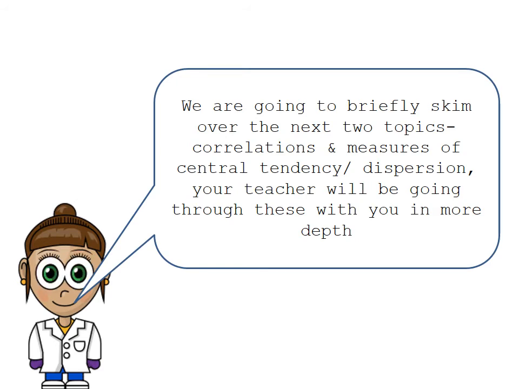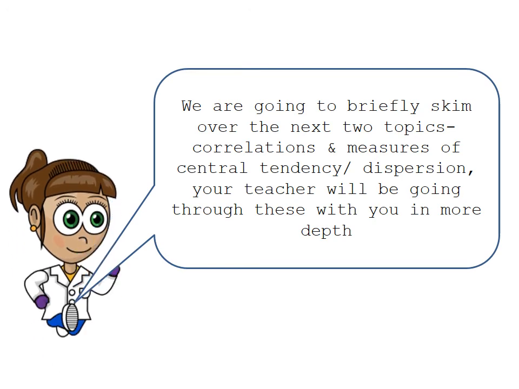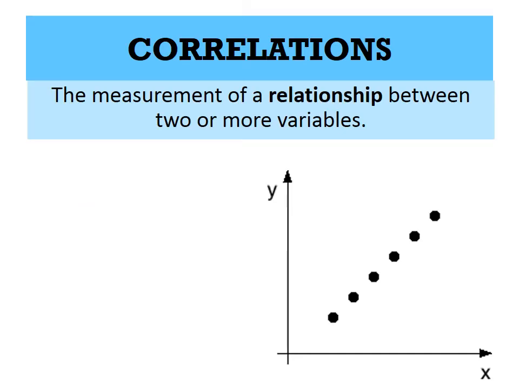Okay, so the next two topics we are going to skim over briefly. So we're going to look at correlations and measures of central tendency and dispersion. Your teacher will be going through these with you in more depth during the lesson. So let's first start with correlations.